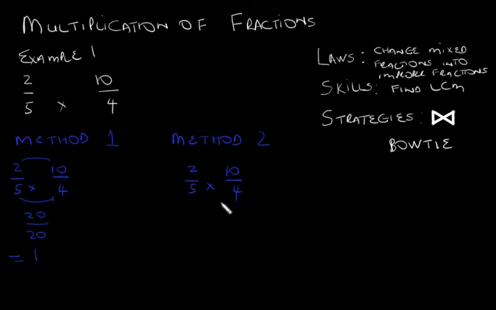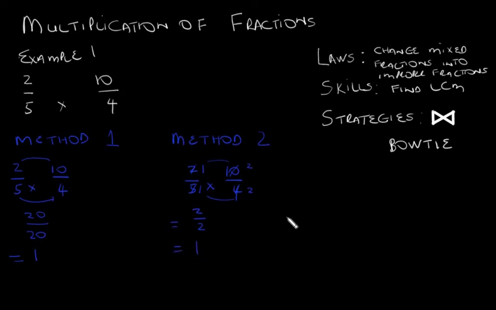Or what we can do is we can say 5 divides into itself once, 5 divides into 10 two times, 2 divides into itself once, 2 divides into 4 twice, and now we multiply. 1 times 2 is 2, 1 times 2 is 2. When we multiply, it's always numerator times numerator and denominator times denominator. So that will give me 2 over 2, which we simplify, and that will be 1.